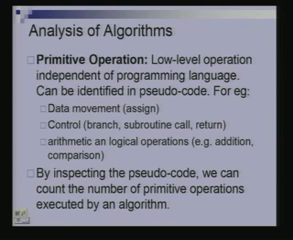Okay, so how do we analyze algorithms? We identify what the primitive operations are in our pseudocode, right? So what is a primitive operation? It's a low level operation. Examples: data movement, where I do an assignment from one to another. I do a control statement, which is a branch, if then else, a subroutine call, a return, or I do arithmetic operations or logical operations. These are all what we'll call primitive operations. And in my pseudocode, I just inspect the pseudocode and count the number of primitive operations that are executed by the algorithm. Yeah.